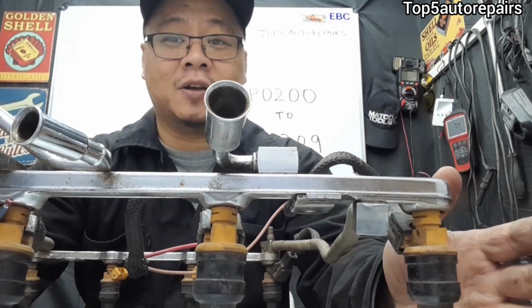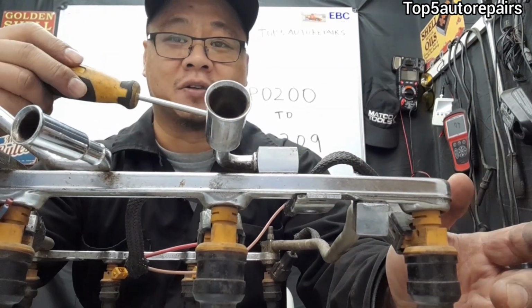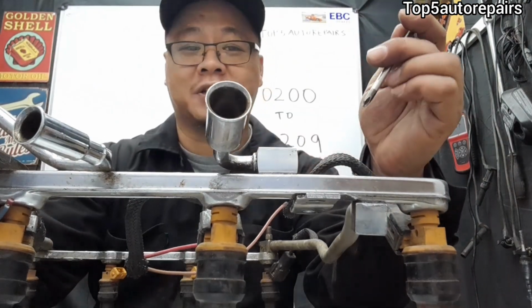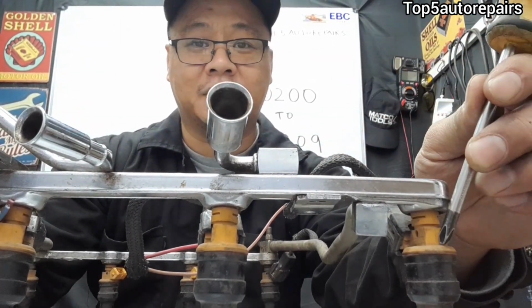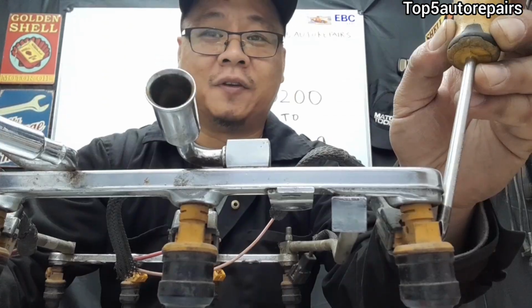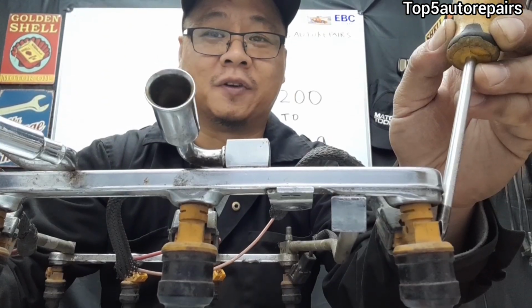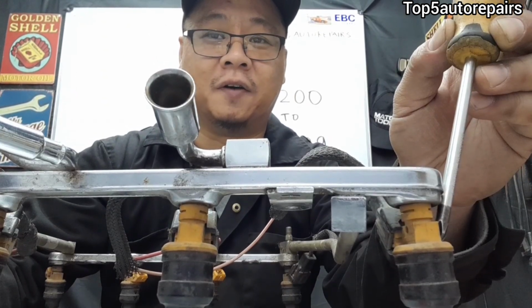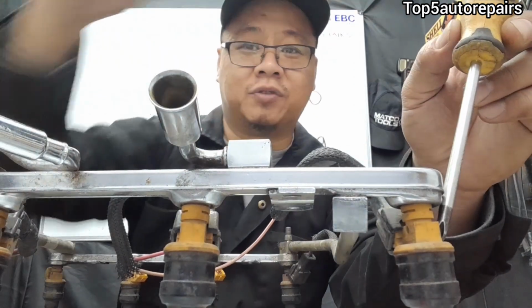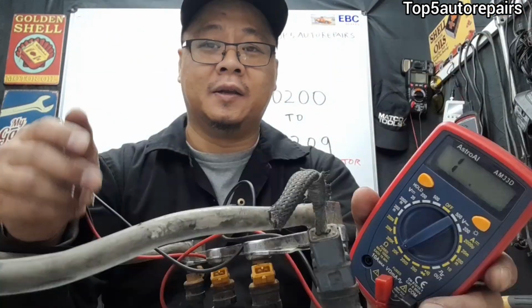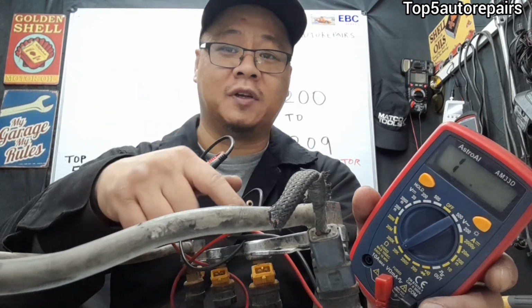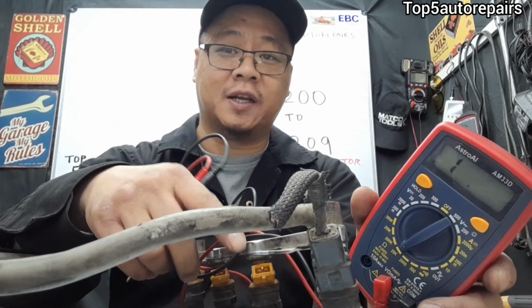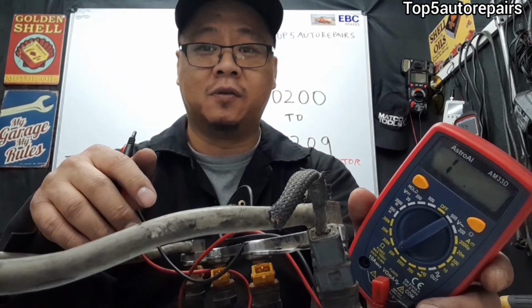So to test it, all you need is a screwdriver, and all you have to do is start your engine and let it run. Next, take your screwdriver and touch the fuel injector. If the fuel injector is working properly, you can feel the fuel injector clicking. You'll feel a vibration on the screwdriver handle. Now if you don't feel vibration on the screwdriver handle, you either have a bad fuel injector connection, or a bad fuel injector wire.